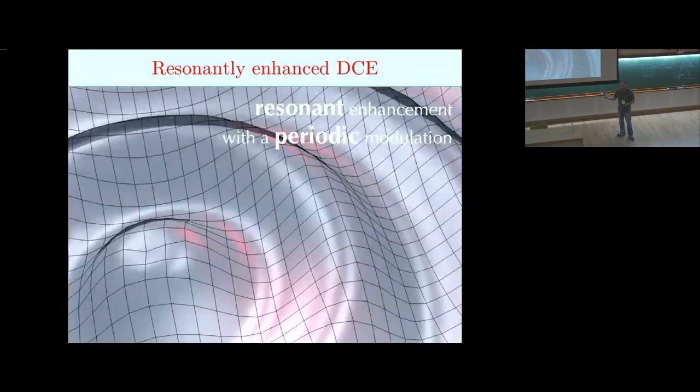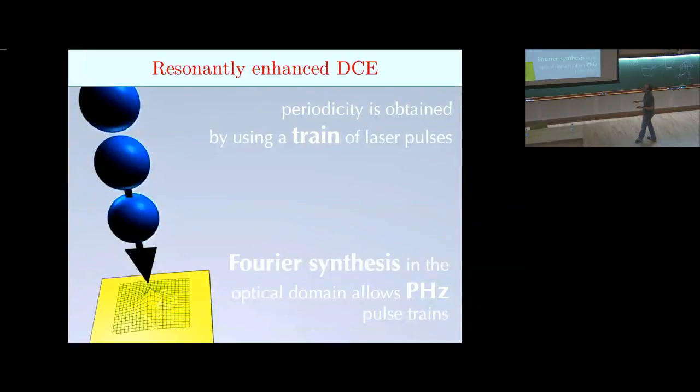We can try, I sort of mentioned that if this n of t, I could make it like a cosine function, so it just oscillates in time. And then I should expect to see some kind of resonant enhancement due to this periodic oscillation. One way of doing this, instead of sending in one pulse, is to send in a train of pulses.